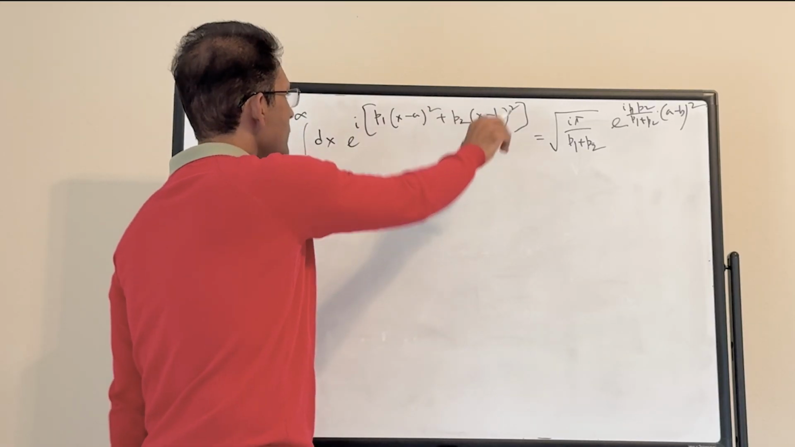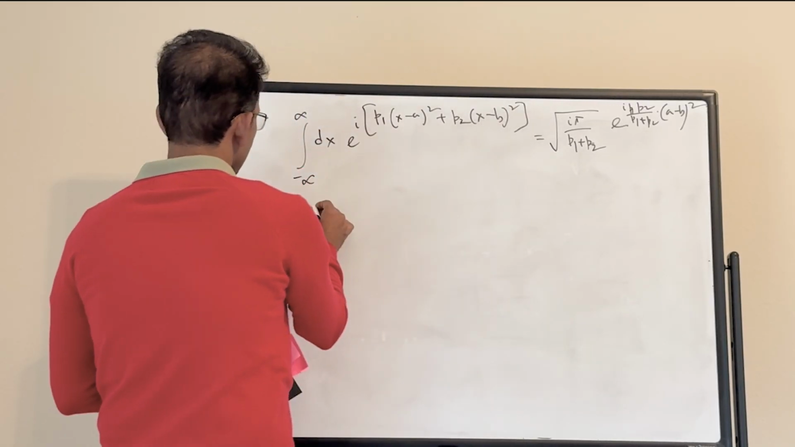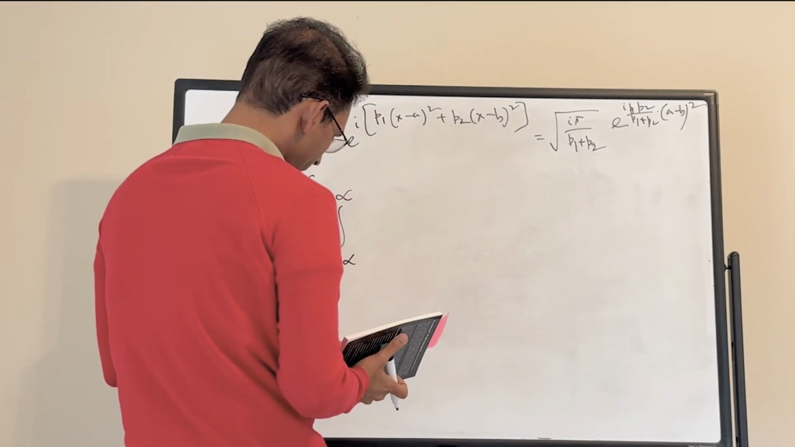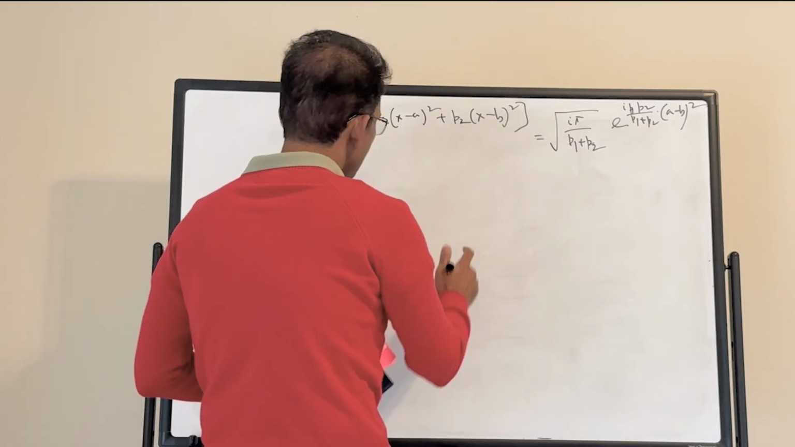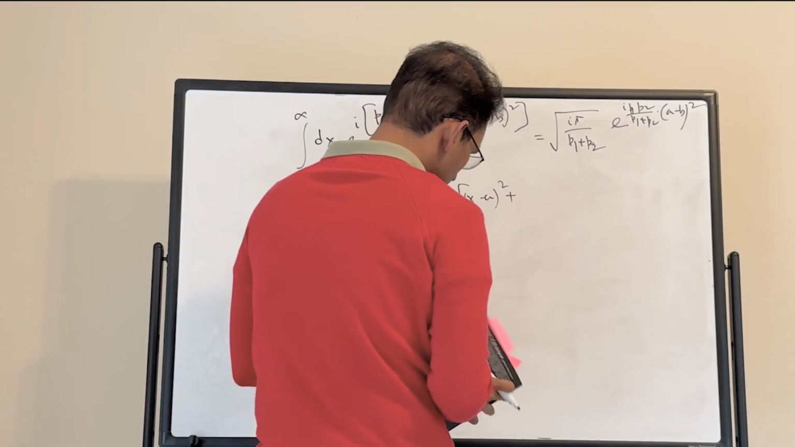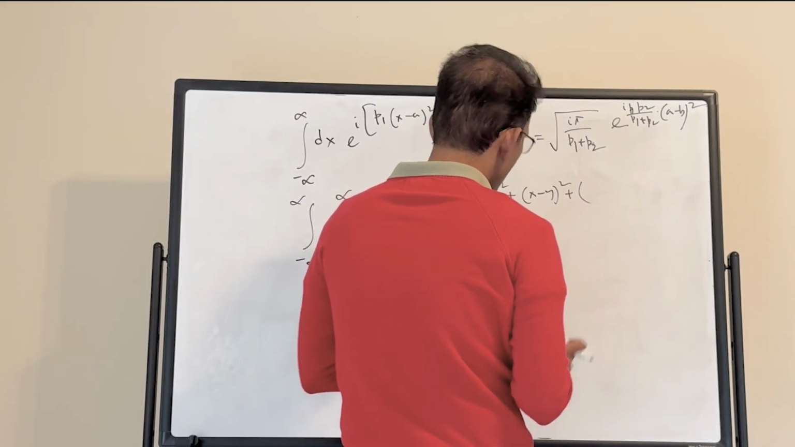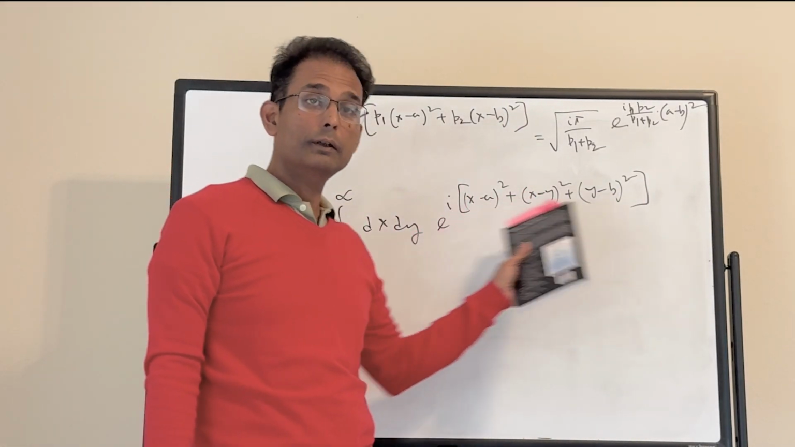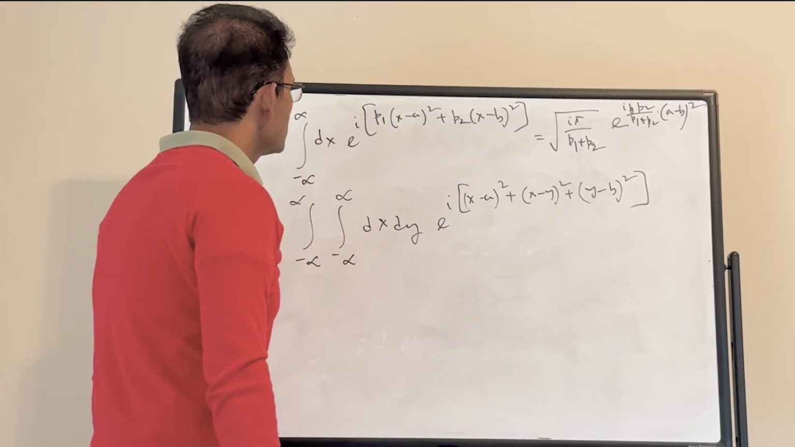So we're going to use this expression to integrate this expression. This is a double integral, minus infinity to plus infinity, minus infinity to plus infinity, dx dy, e to the power i x minus a squared plus x minus y squared plus y minus b squared. You'll see this expression is going to be important in Feynman's path integral. So you have a double integral.